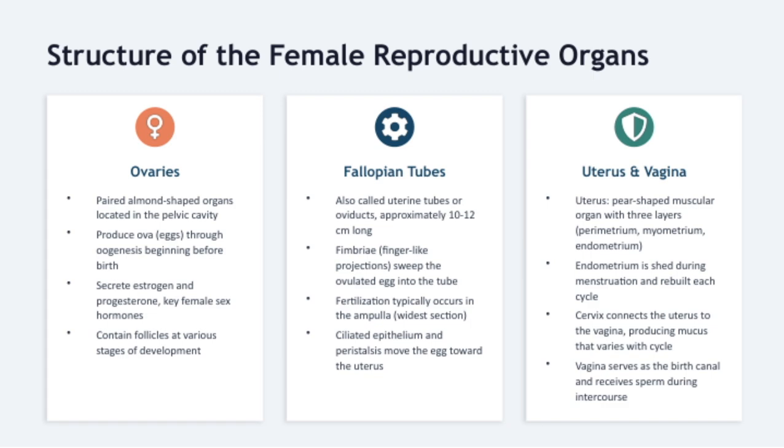Finally, let's discuss the ovaries. These are paired, almond-shaped organs that sit in the pelvic cavity. They produce ova, or eggs, through a process called oogenesis, which begins even before birth. The ovaries also secrete the hormones estrogen and progesterone, which are essential for regulating the menstrual cycle and maintaining female reproductive health. Inside the ovaries, follicles develop at various stages, each containing immature eggs. Understanding these structures and their functions helps us see the incredible complexity of the female reproductive system and how all these parts work together in the reproductive process.